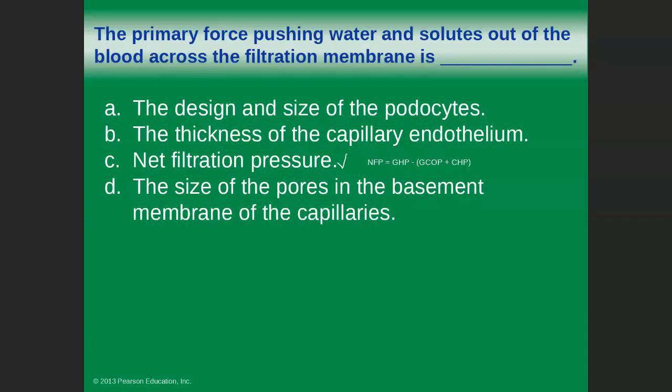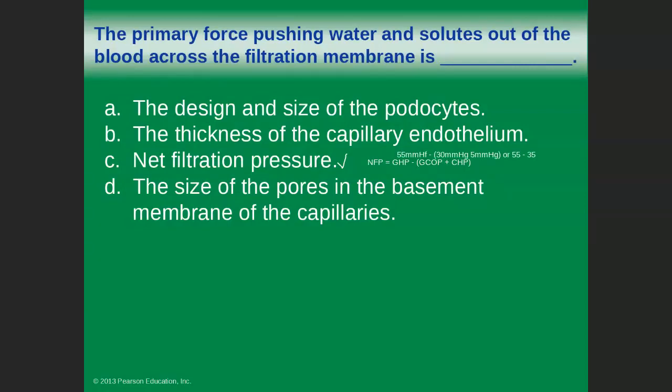So it ranges between 5 and 10, but we'll say 5, because that's probably more likely. So you take 50 minus 30 plus 5, or 55 minus about 35, and that would give you your net filtration pressure.